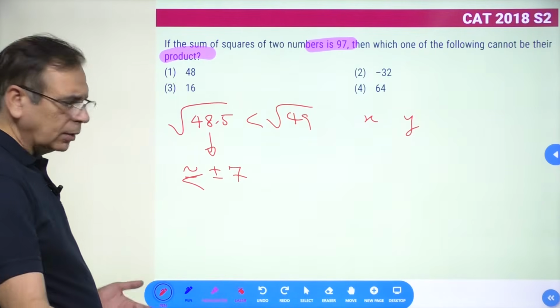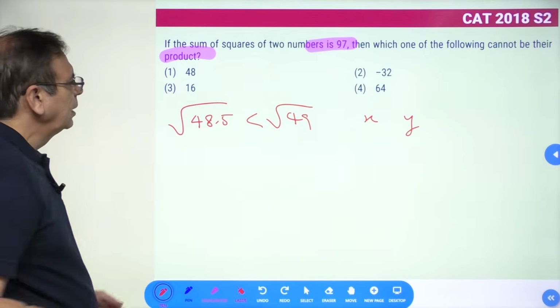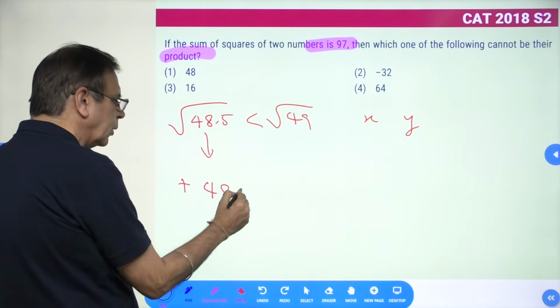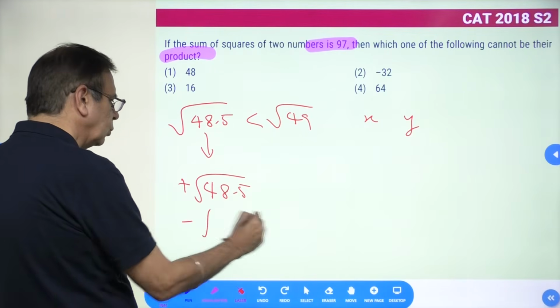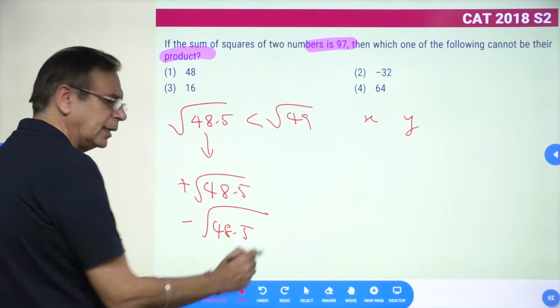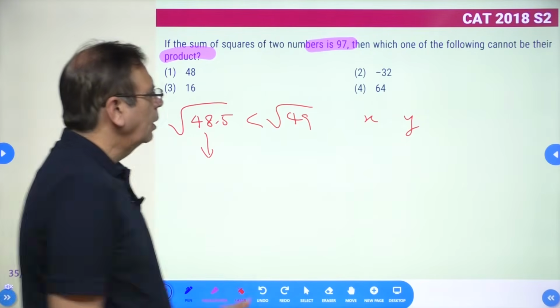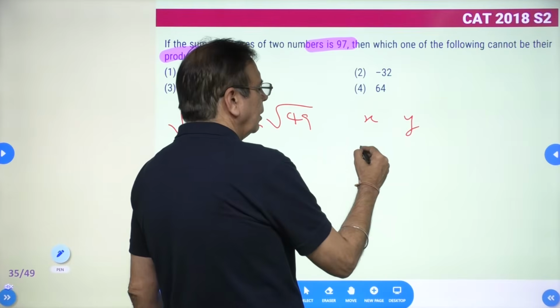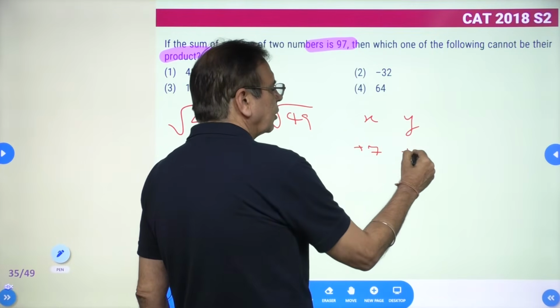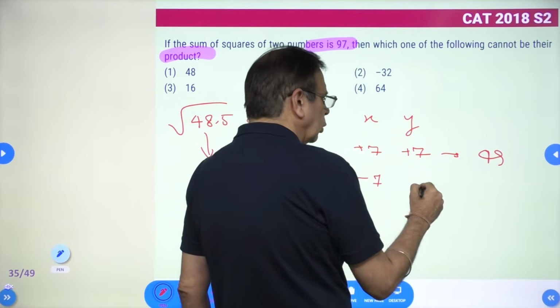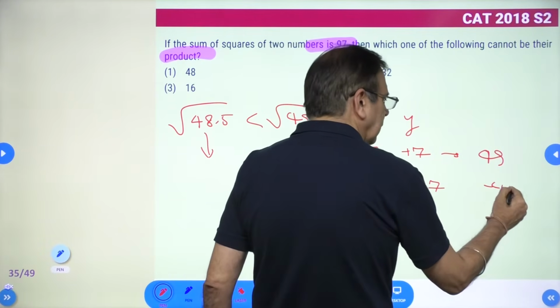Okay, or even if you don't do that, please tell me. Even if you don't do that, what is the under root of this? It could be plus under root 48.5 or minus under root 48.5, isn't it? Because आपको plus minus दोनों मिलेंगी. So I can say approximately this is plus 7 into plus 7 is the maximum value, plus 49, or minus 7 into plus 7 minus 49 is the value.